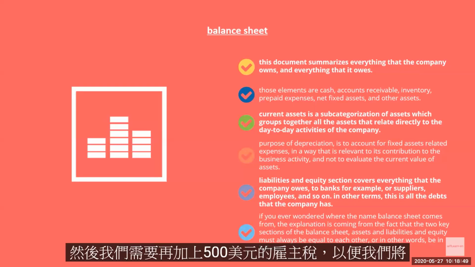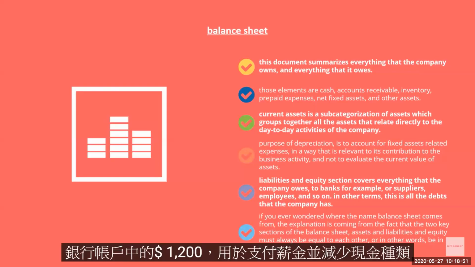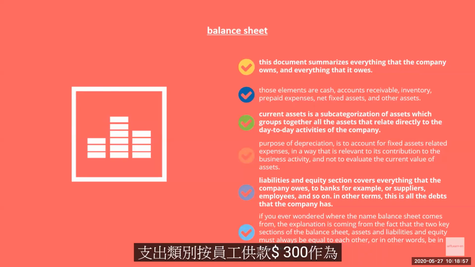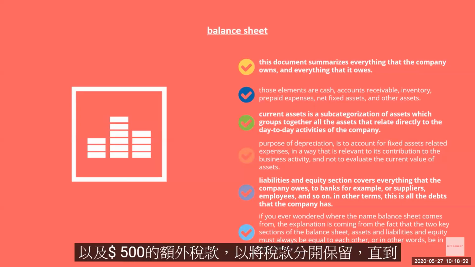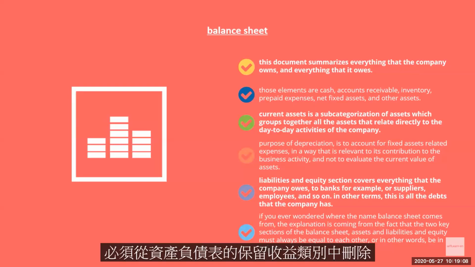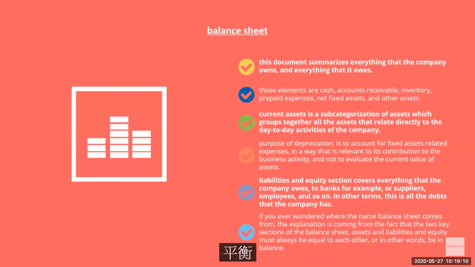To do so, we take out $1,200 from the bank account to pay the salary and reduce the cash category by that amount. On the liabilities and equity side, we increase the accrued expenses category by the $300 of employee contribution, as well as the $500 of additional taxes, to keep that tax money separate until the payment is made to the authorities. The salary and taxes that you paid will then have to come off the retained earnings category. The balance sheet is again in balance.